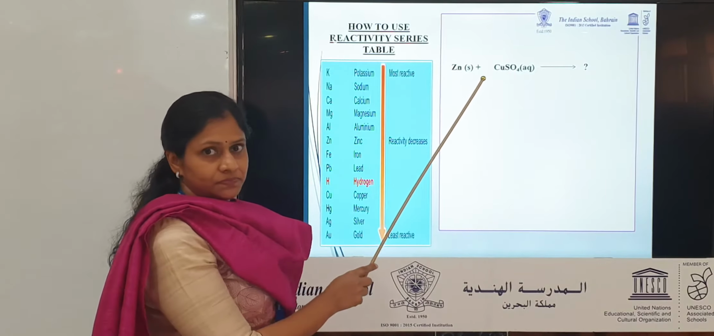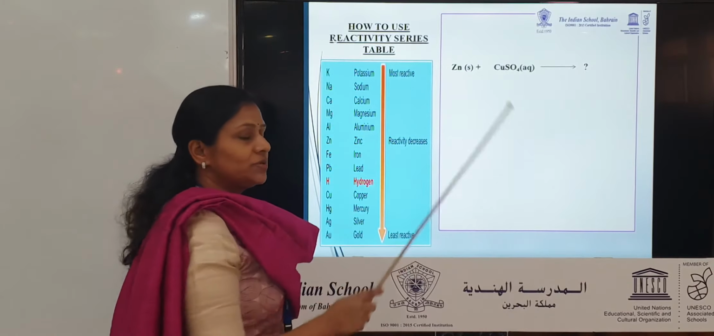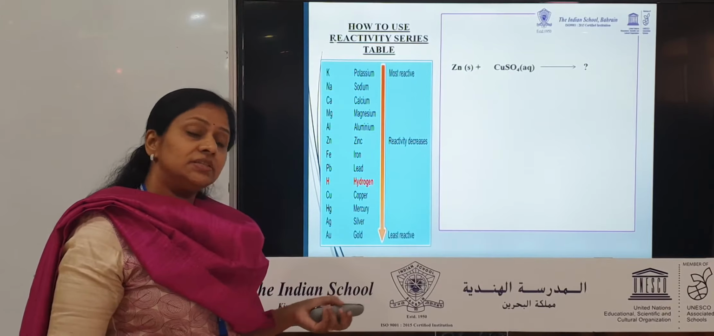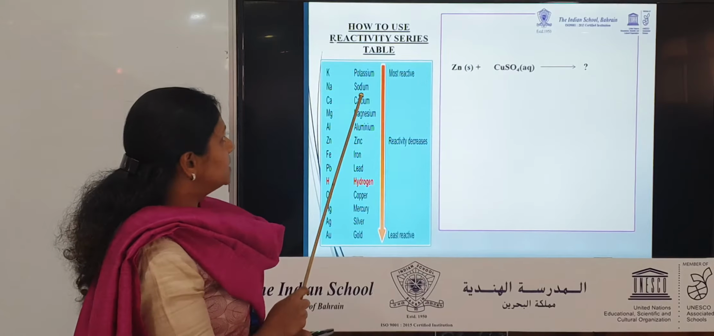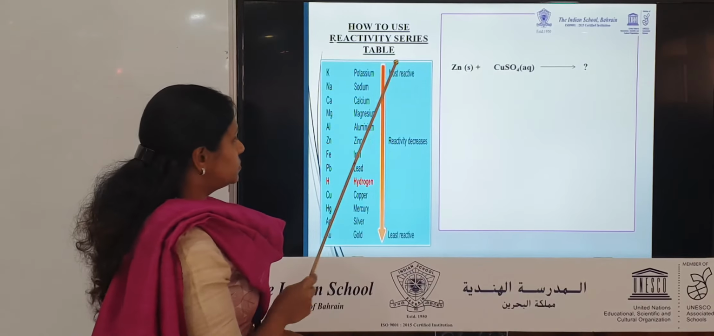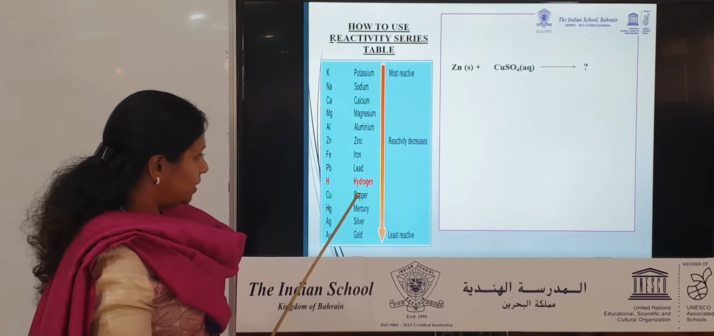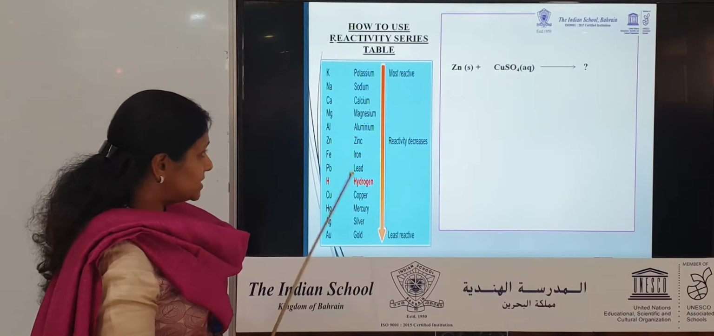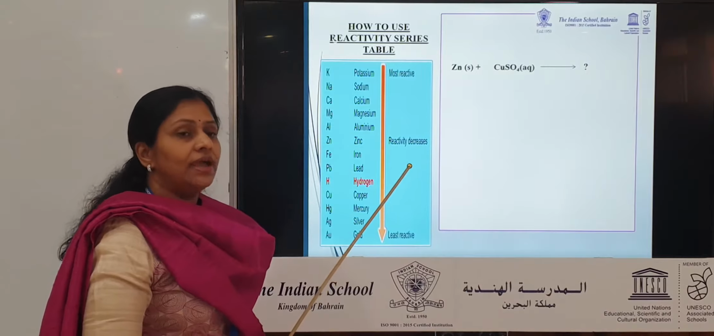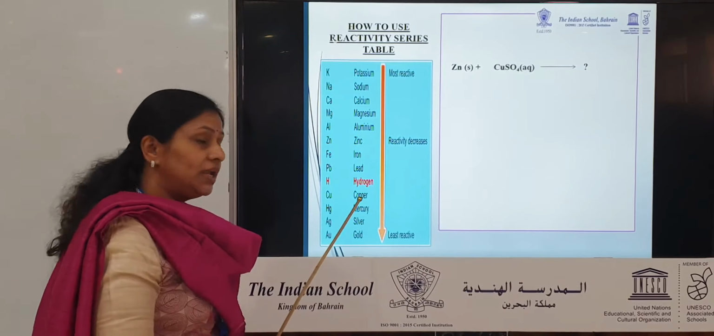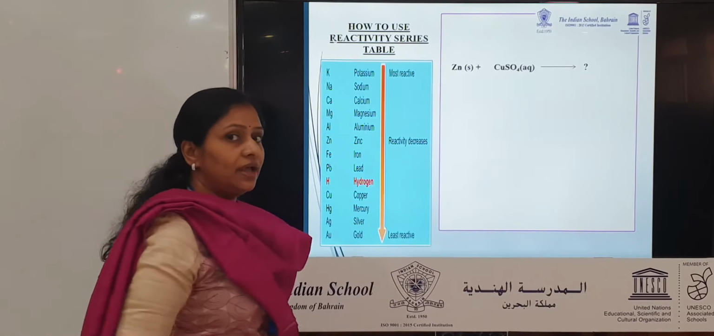See this example. Zinc and copper sulfate solution. Metallic zinc and copper sulfate solution. Now we want to know whether this displacement reaction will happen or not. So for that we can see the reactivity series. What is the position of zinc here, children? It is here. And what is the position of copper? It is here. So in this reactivity series, zinc is above copper, and it shows that zinc is more reactive than copper. So zinc can displace copper. So this reaction can happen.